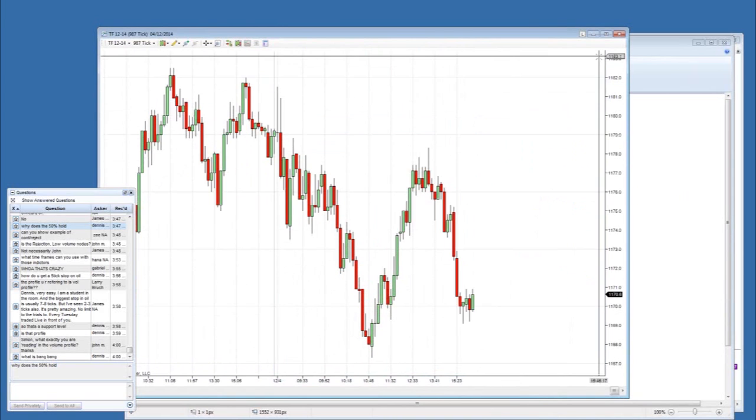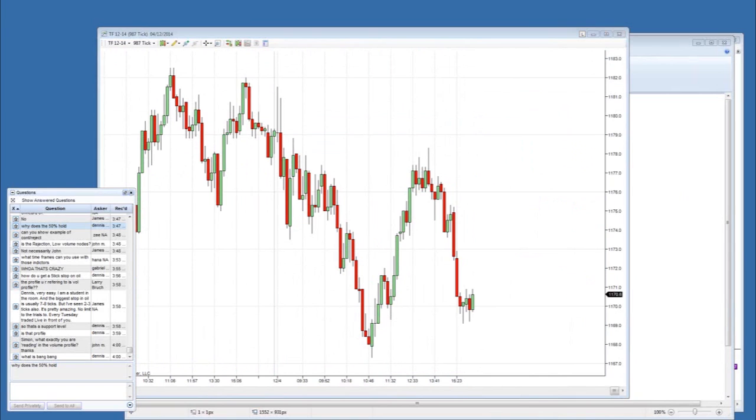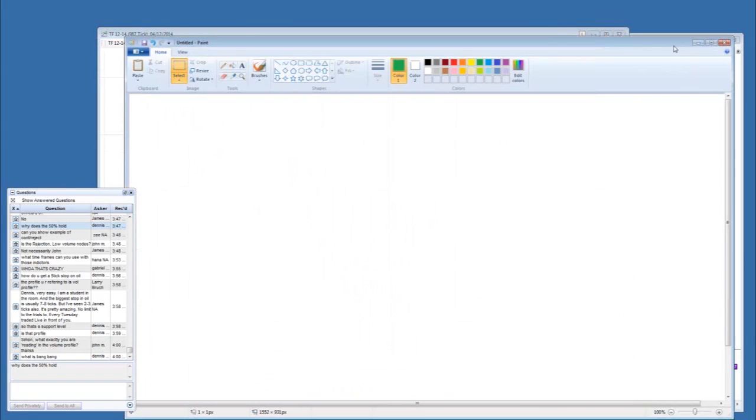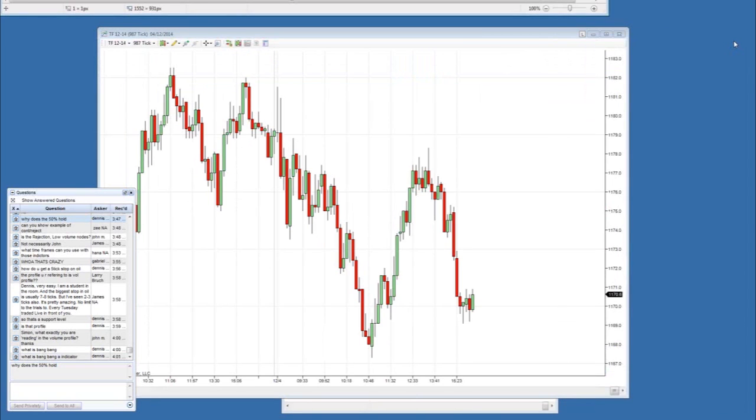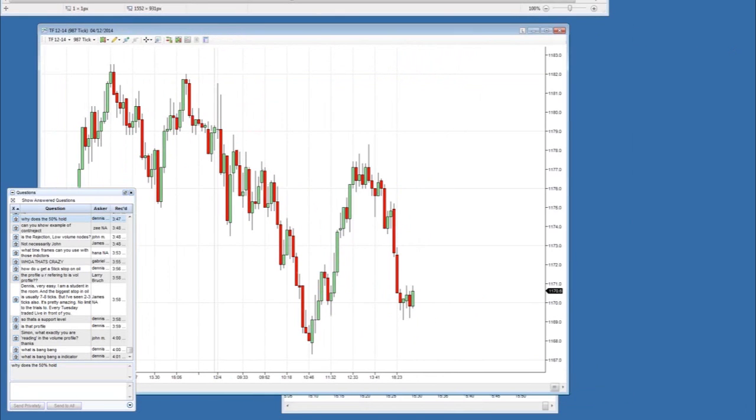What is a price magnet? I talked to you about the tape. Remember, we talked about the tape. Let me bring up the tape. What is a bang bang indicator? I'll explain, just let me do the tape first.